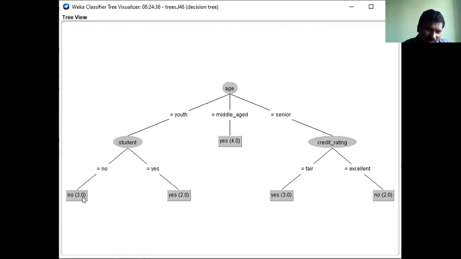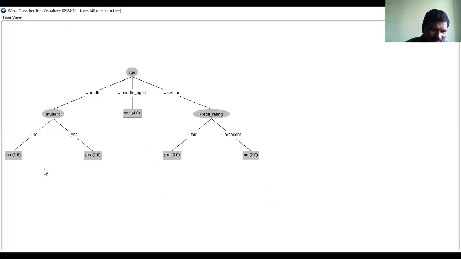Student, no, no. Here you are identifying some information. What is the information? The bracket having 3, what is the 3? How many no's for the student? Three no's. So if you calculate the total value here, the total value is 14. 3 plus 2 is 5, 5 plus 4 is 9, 9 plus 5, totally 14. The 14 values are there. That's why, how many no's? 3 no's for student.